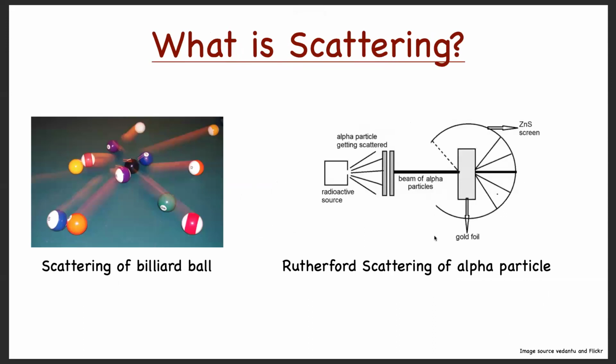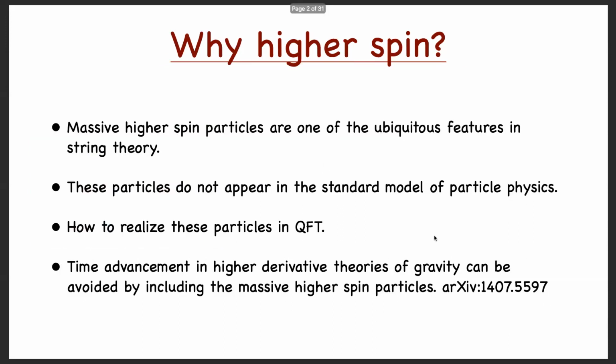So what is time advancement? We know that nothing can go faster than light; no signal can go faster than light. But if we include these high energy corrections, there will be processes which go faster than light.